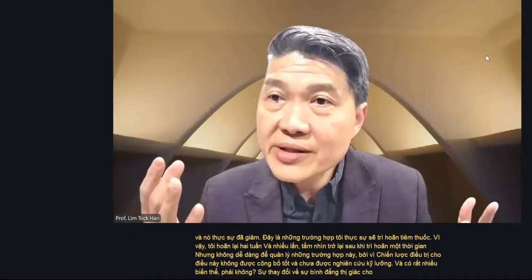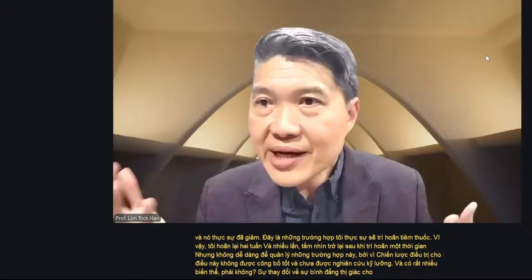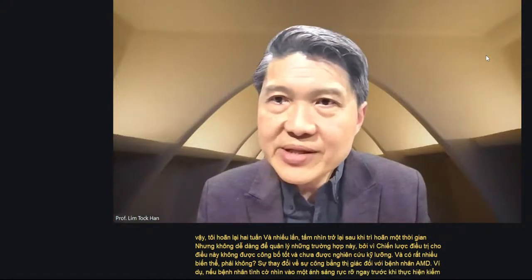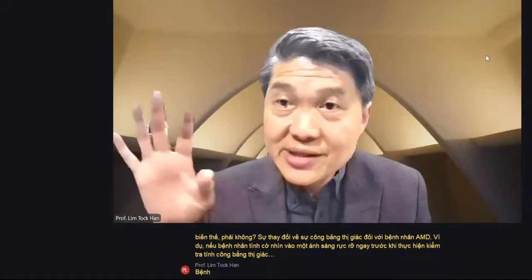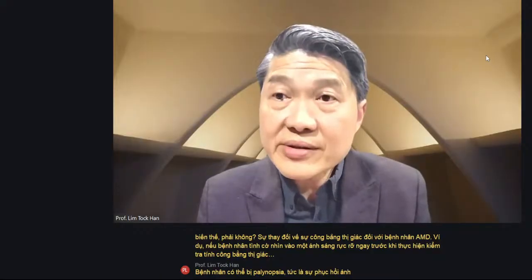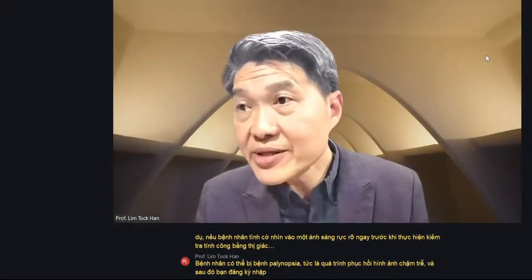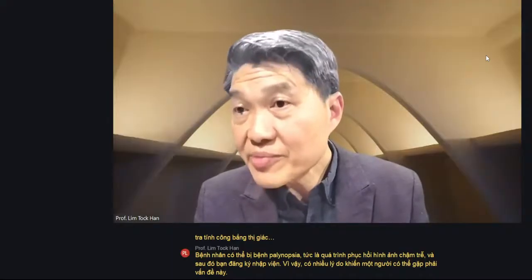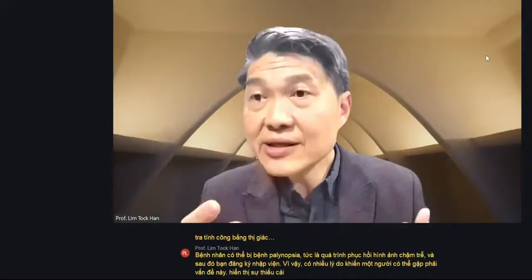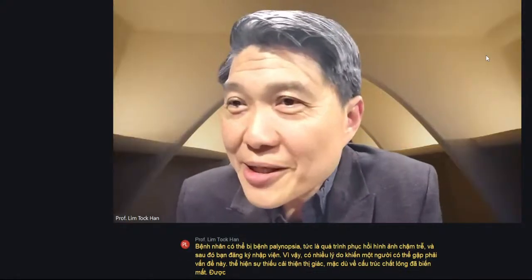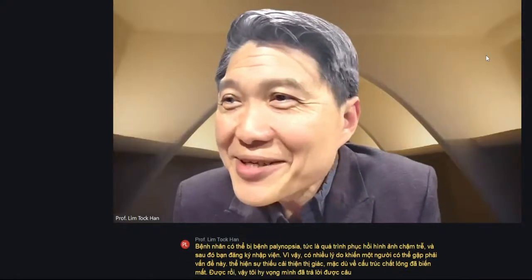If the patient happens to look at some bright light just before the visual acuity check, the patient can have palinopsia or delayed photo recovery, and then you register a drop in vision. So there are various reasons why a person could show a lack of visual improvement, although structurally the fluid is gone. Okay, so I hope I've answered to your satisfaction.